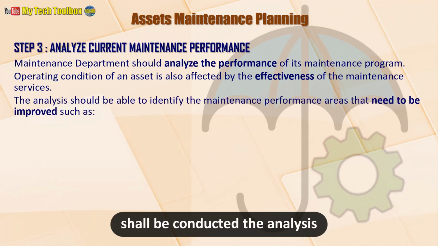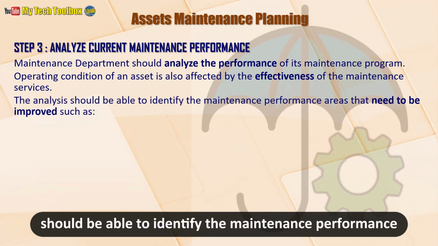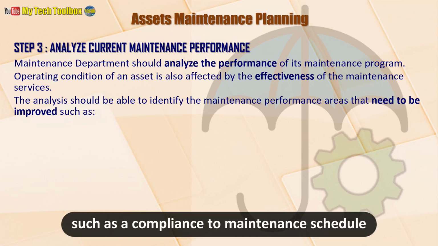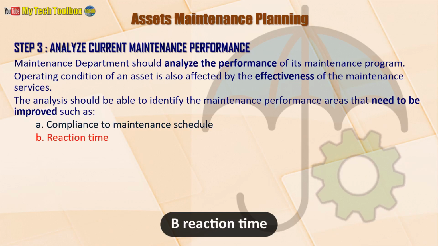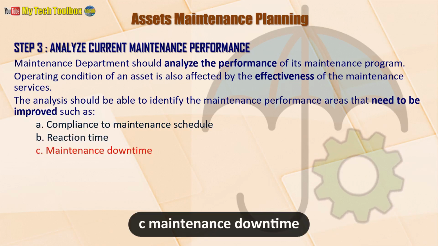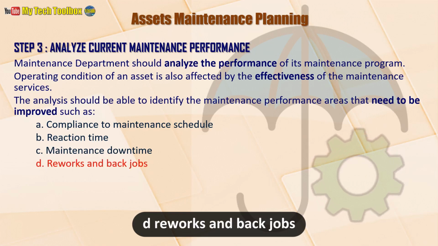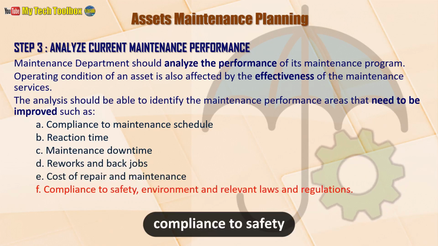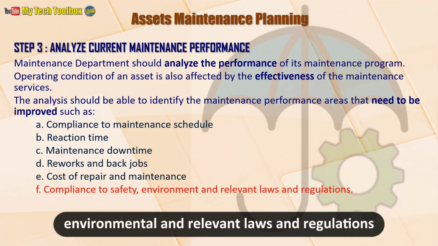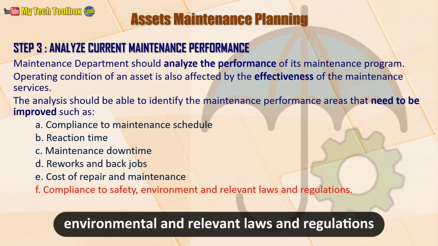The analysis should be able to identify the maintenance performance areas that need to be improved, such as: A. Compliance to maintenance schedule. B. Reaction time. C. Maintenance downtime. D. Reworks and back jobs. E. Cost of repair and maintenance. F. Compliance to safety, environmental and relevant laws and regulations.